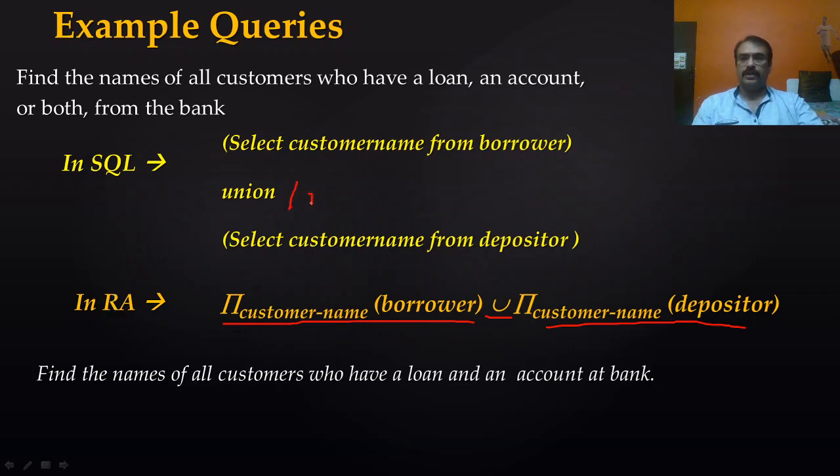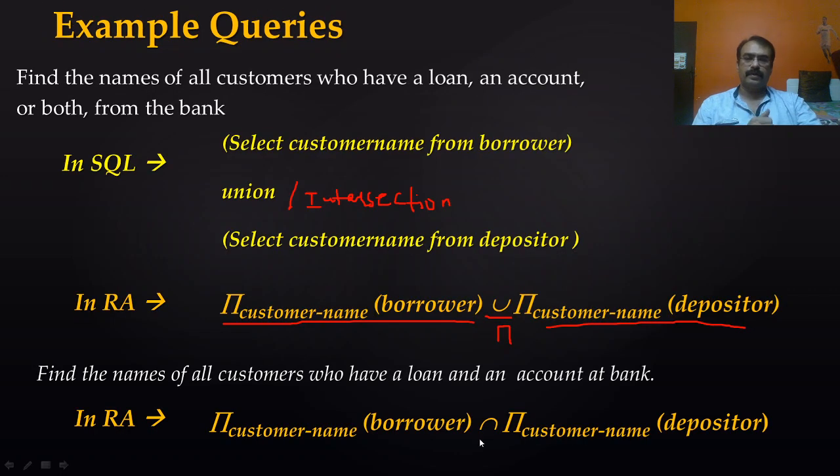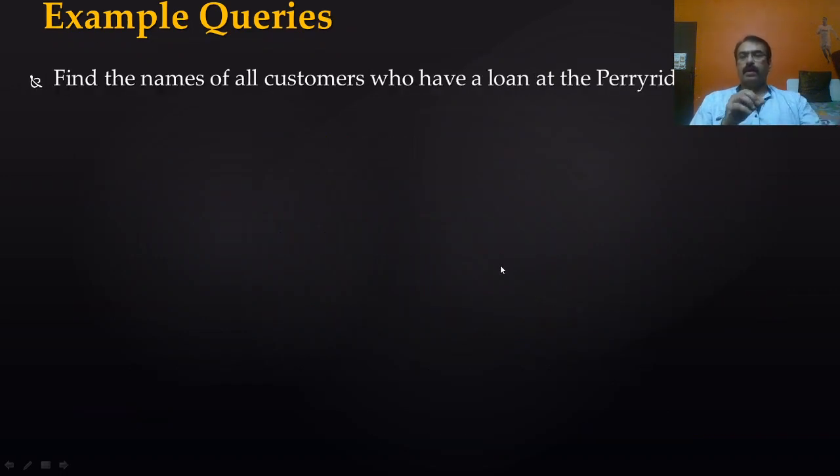Changing only to intersection will give me the output, isn't it? Just changing this to intersection operation is going to give me the output. So here, changing union to intersection, I'll be getting all the customers who have a loan as well as an account in the bank. These are the kind of simple queries we are having.